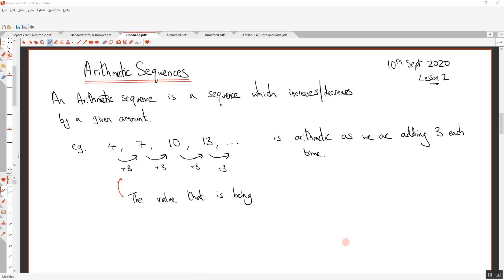So we're doing arithmetic sequences. An arithmetic sequence is a sequence which increases or decreases by a given amount. Here we have a sequence 7, 10, 13, which is going up by 3 each time. Because it's going up by the same amount each time, it is an arithmetic sequence.